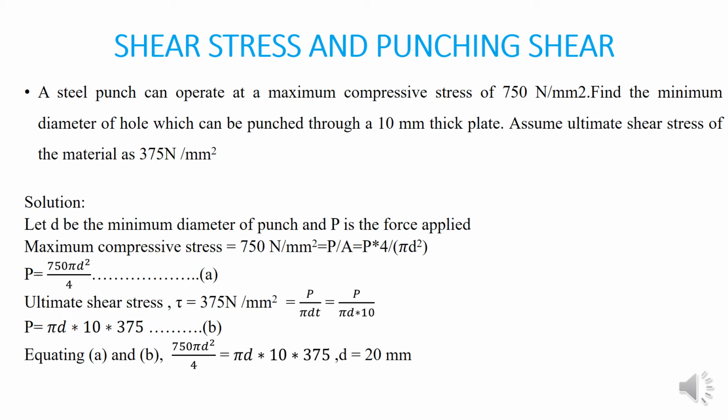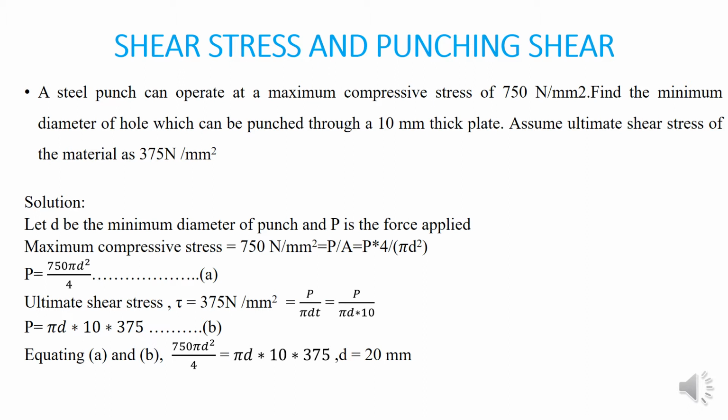So in this question it is given that there are two types of stresses, that is maximum compressive stress, whose value is 750 Newton per mm square, which is required for punching the hole, and the next one is the ultimate shear stress. Now, what do you mean by compressive stress? That is the load required for punching divided by area of hole. So 750 is equal to load divided by area.